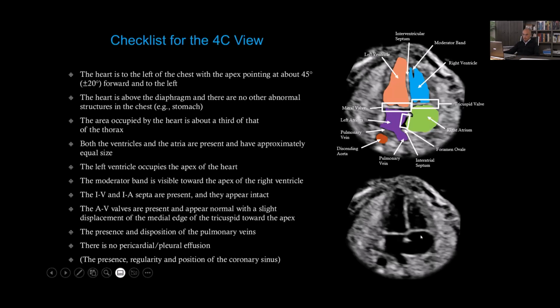In the last point, you can see I put the presence, regularity and position of the coronary sinus. Why? Because I think it is easy to evaluate, and it can help you in the identification of the left side of the heart in some cases of isomerism.